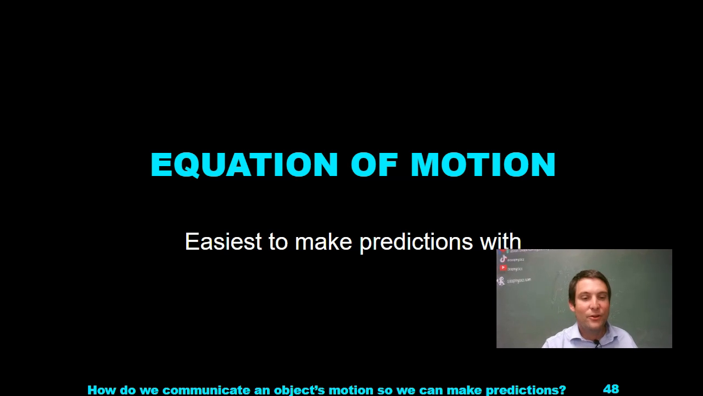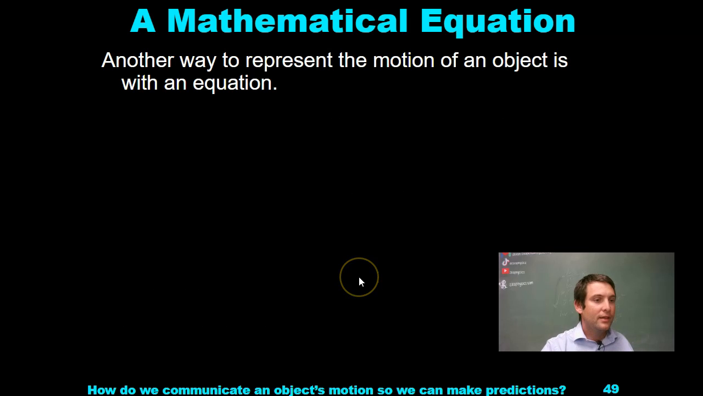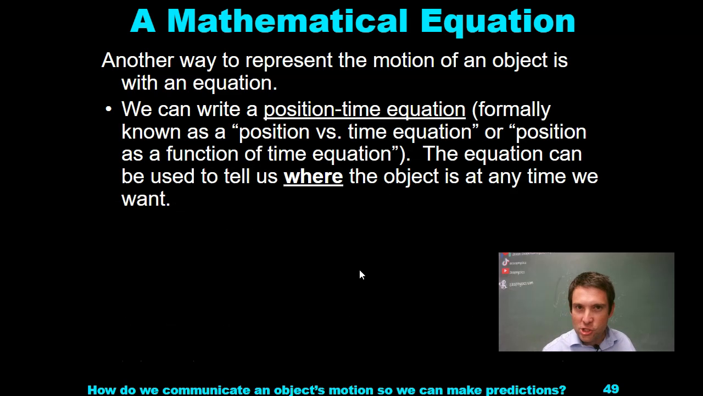Equation of motion. This one is the easiest to make your predictions with. Another way to represent the motion of an object is with an equation. We call equations relationships a lot. So if I ever say the word relationship, I'm just talking about an equation that relates multiple variables.